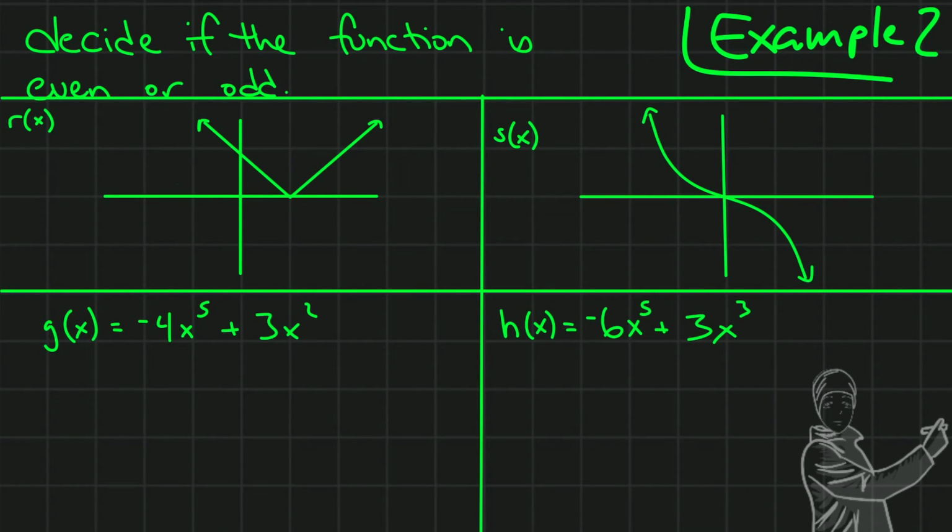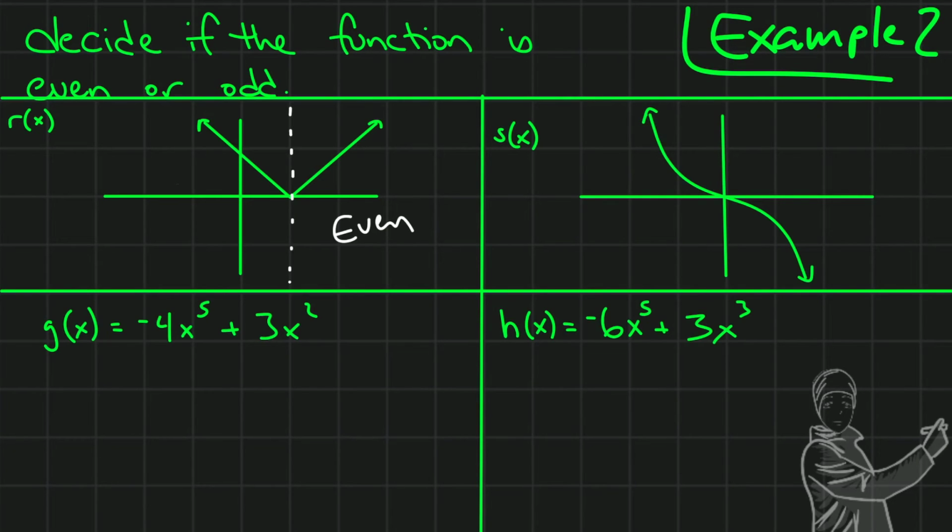For example number 2, again, we're going to be deciding if the function is even or odd. So we have our r of x again. We're dealing with another absolute value equation. In this case, we are shifted over to the right by 1. And again, we're symmetric with the y-axis. Even though it's not on the y-axis, we're still symmetric to it. So that means we have an even function.